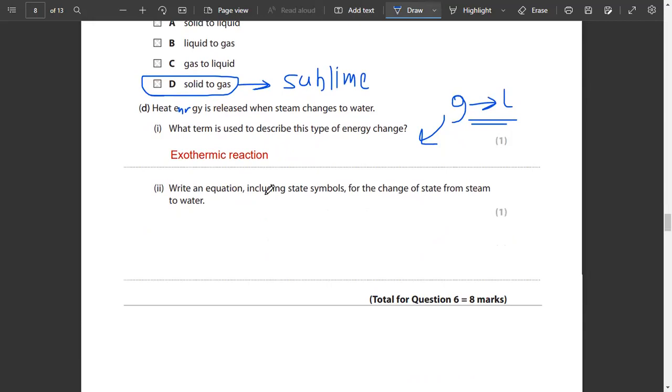Write an equation including state symbols for the change of state from steam to water. तो कैसे लिखते हैं? अब steam भी H2O ही है, steam भी H2O होती है. If I tell you what is steam, H2O, but the state symbol would be a gas.